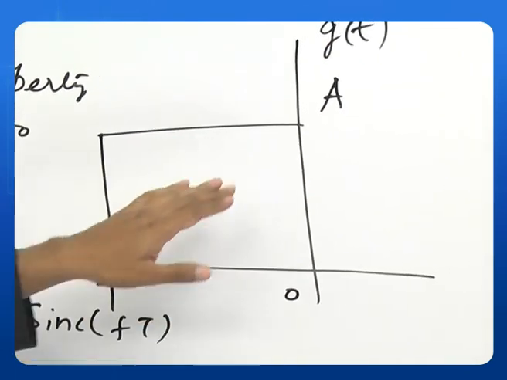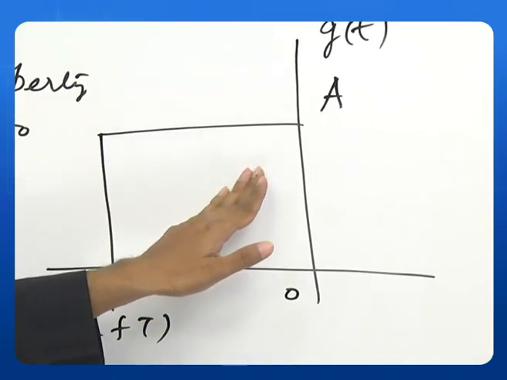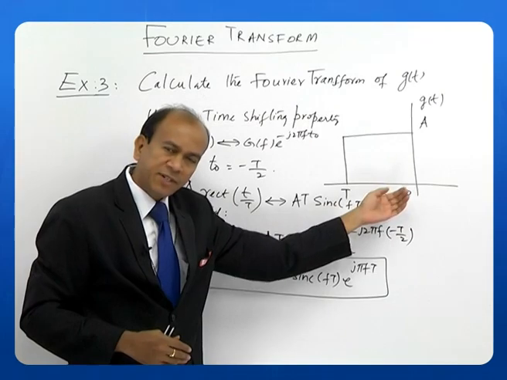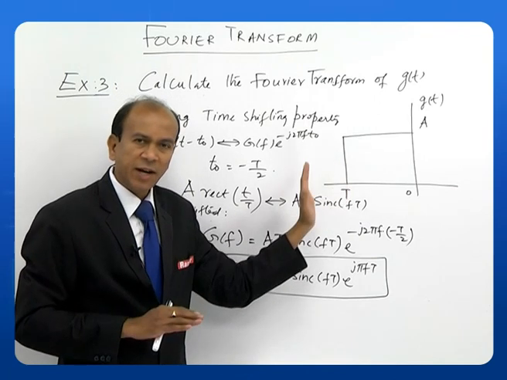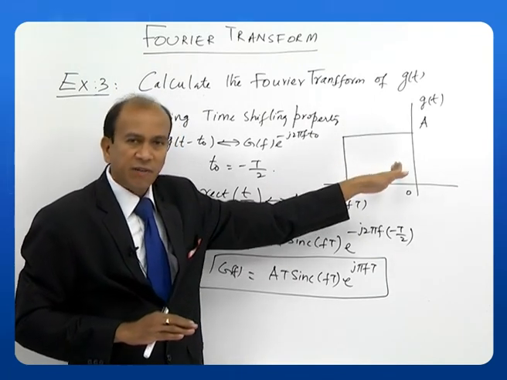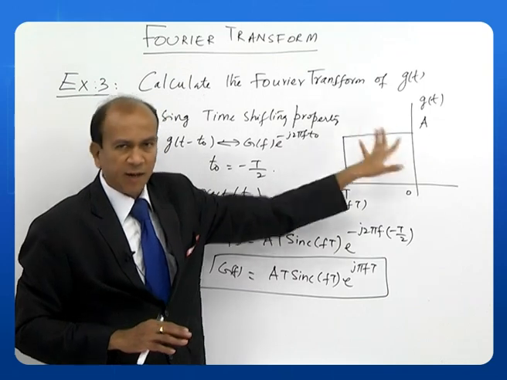Okay. So, as you recognize, this is again a rectangular function, but it has been shifted to the left-hand side by T by 2. So, this is a left-shifted function, a left-sided rectangular function.